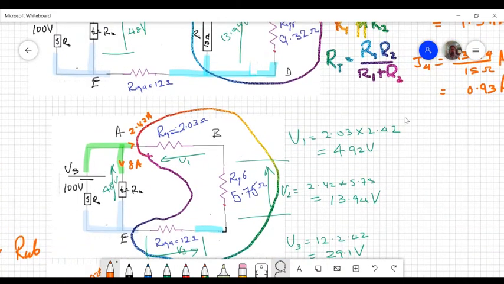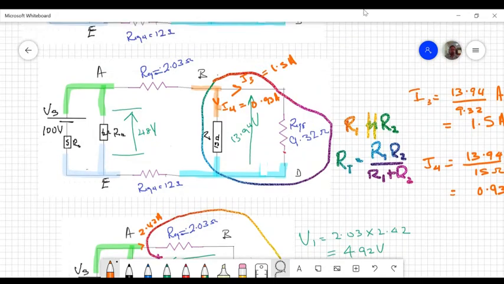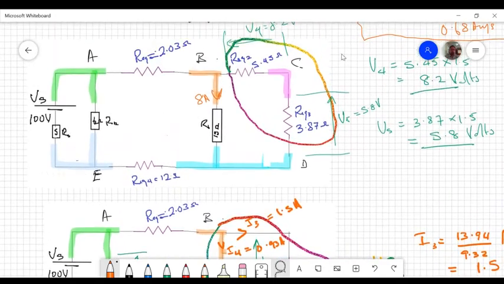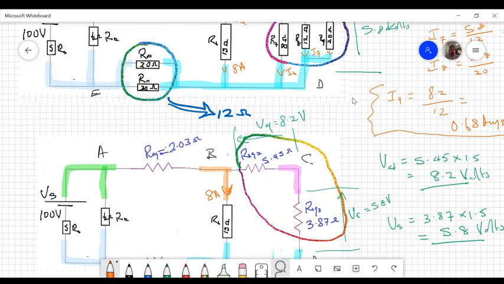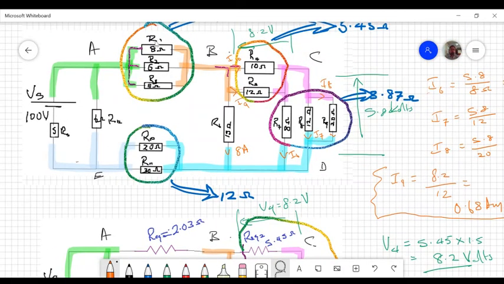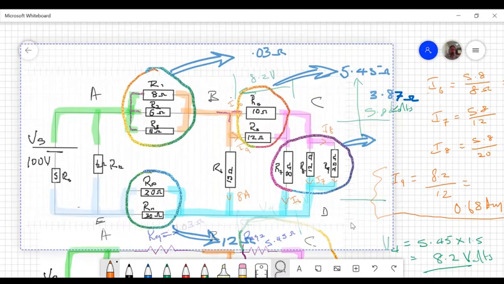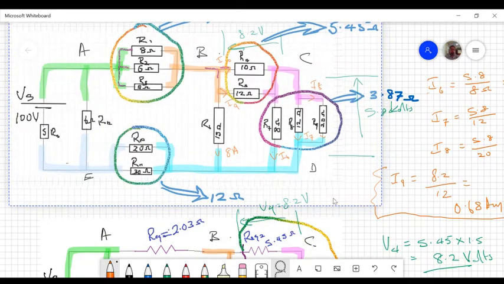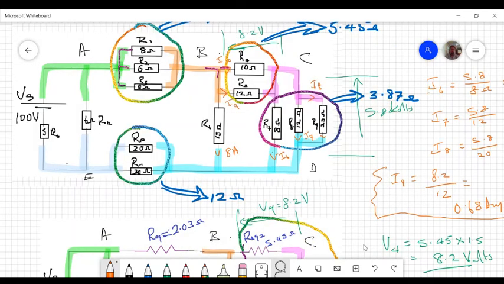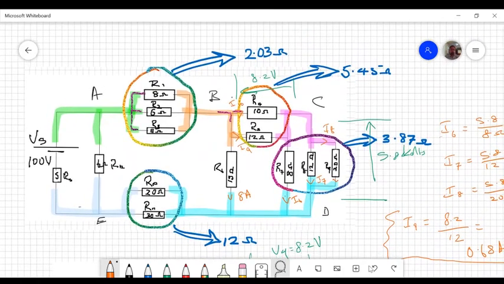Was the voltage here 4.92? So if you know the voltage across this entire branch is 4.92, the voltage across this entire branch is 4.92. We can find the current in each little bit. I'll leave you to do that.